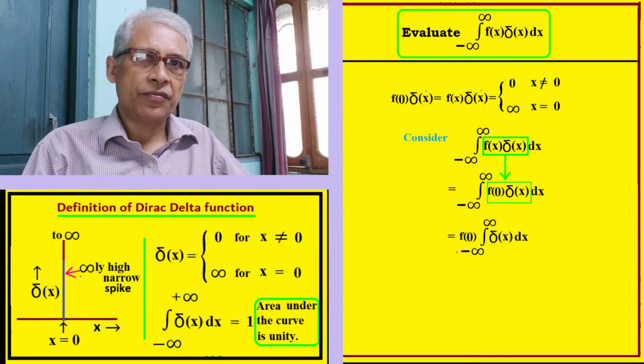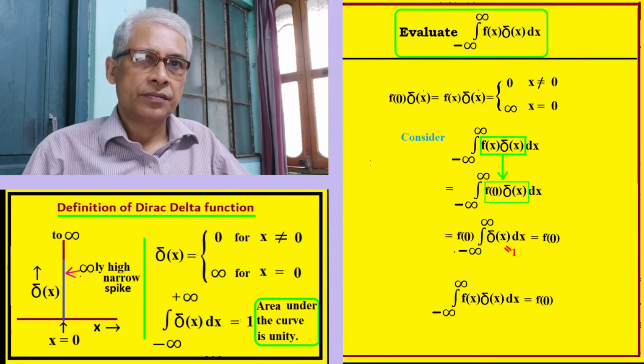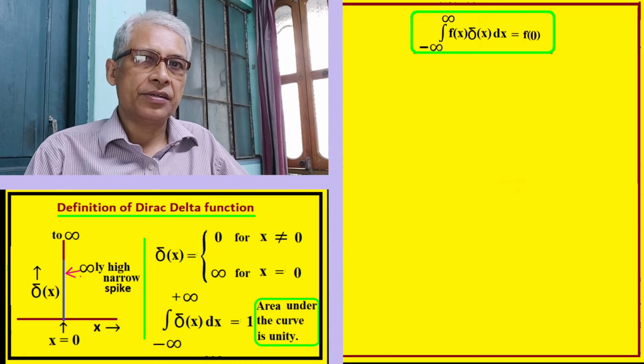Now, f of 0 is a fixed value or number and can be safely pushed out, that is shunted out of the integral sign. So we are left with f of 0 into integration over the entire x-axis, the integrand now being Dirac delta of x dx, and its value is unity as the Dirac delta encloses unit area. So the answer to the given integral is f of 0. Let us enclose the result we have got just now in a green box. It is a very popular expression and widely applied.